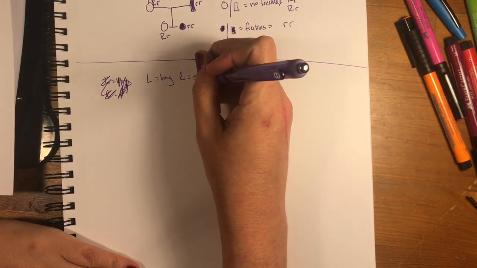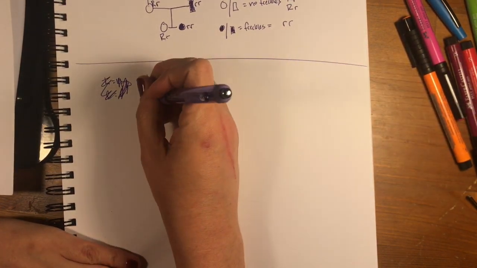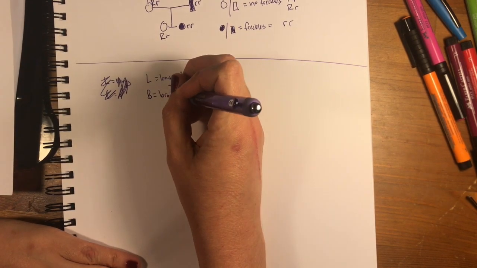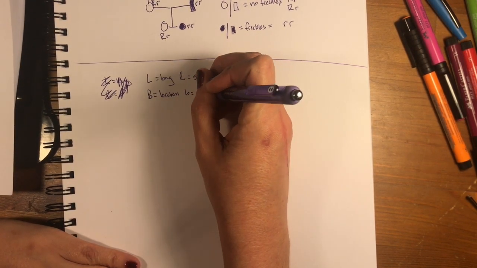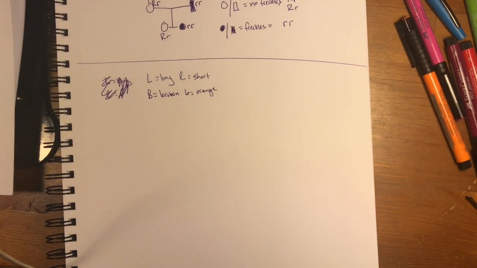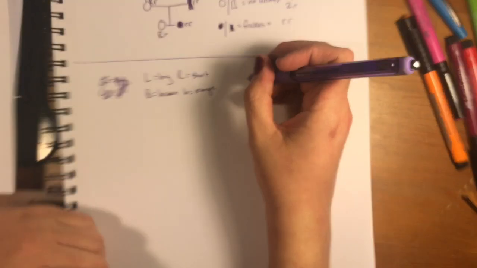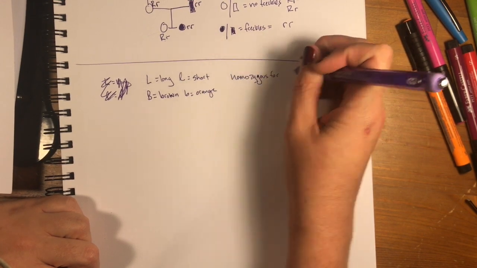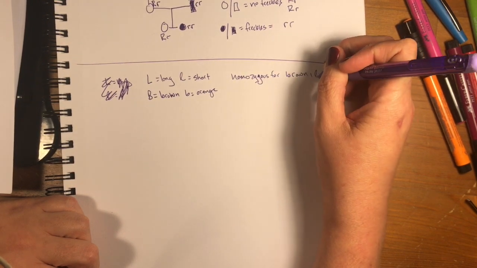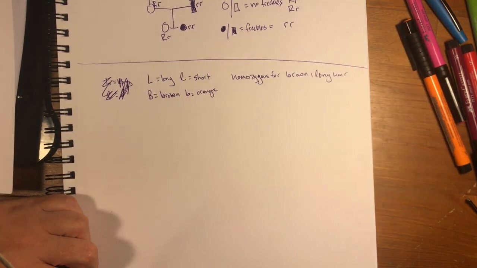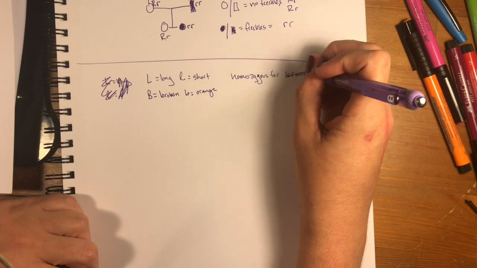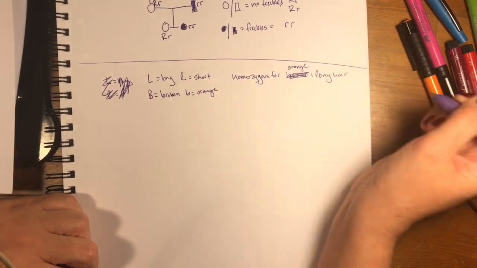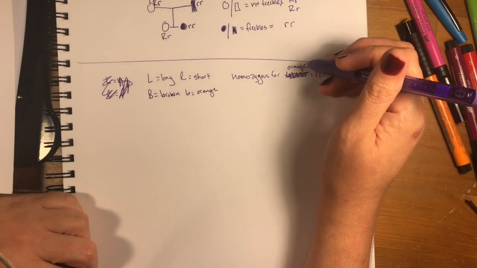If they didn't give me letters, I would make up my own letters. And then we're told that brown is dominant to orange hair. Brown, and then little b, orange. All right, cool. And then it asked, what if both parents are homozygous? Is it brown, or is it brown and orange? I think it might have been brown and orange. Nope, that doesn't make sense. Orange and long hair. I don't remember. Let's just say we're told that both parents are homozygous for orange and long hair.